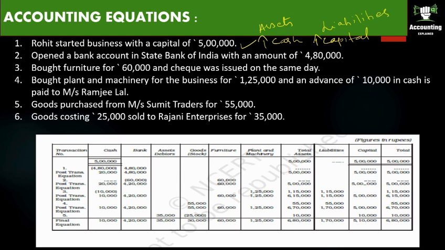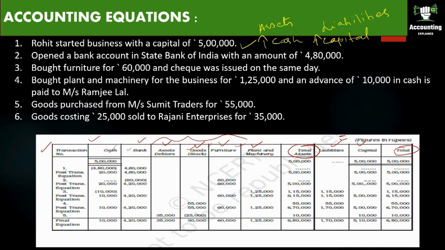See here there are various columns. Transaction number is there, cash column is there, bank column is there, debtors is there, stock is there, furniture is there, plant and machinery is there, and total of assets. These are all what we own, right? So this is total assets. These are all the accounts which you are going to see when solving the problem. And on the right side we have liabilities, capital and total of liabilities.